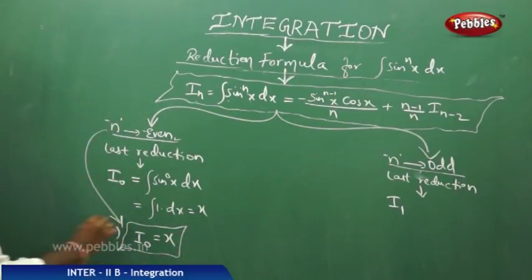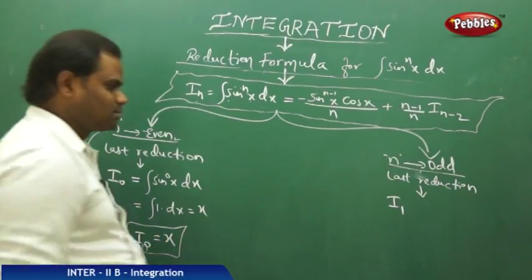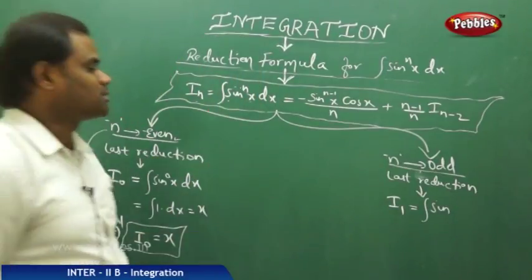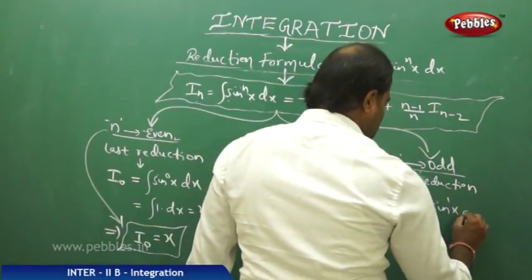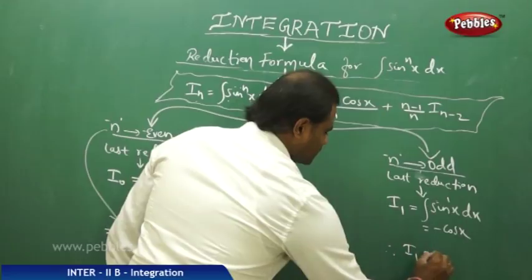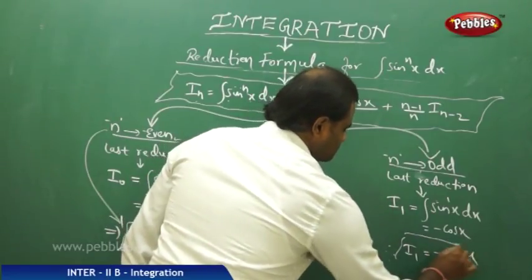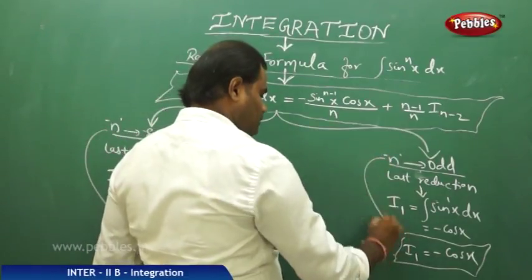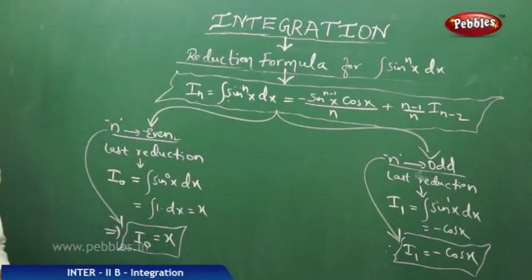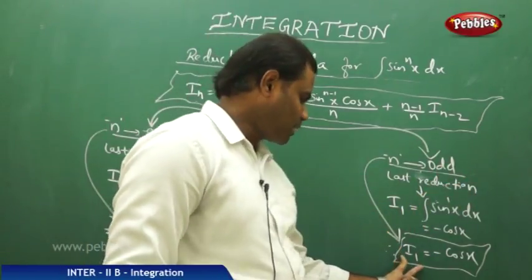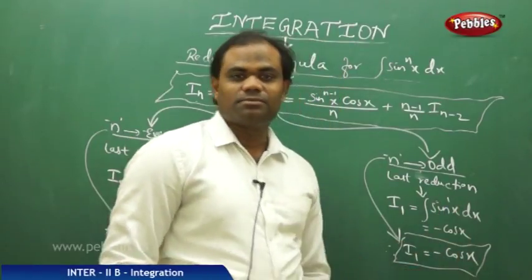When n is even, the last reduction I0 is substituted with x, and here my I1 is when n is 1, and therefore integral of sin^1 x dx, which is minus cos x. Therefore I1 is minus cos x, which we are going to substitute in case of n being odd. Therefore, if the value of n is even, my last reduction I0 is x, and if n is odd, then my last reduction, which is I1, is minus cos x, as we substitute here.